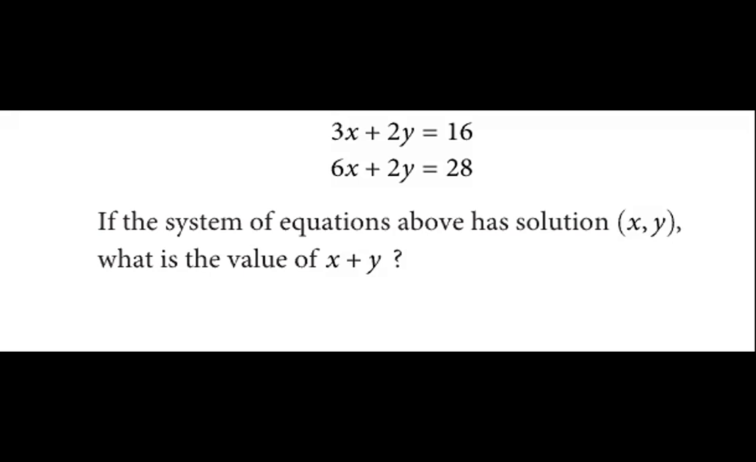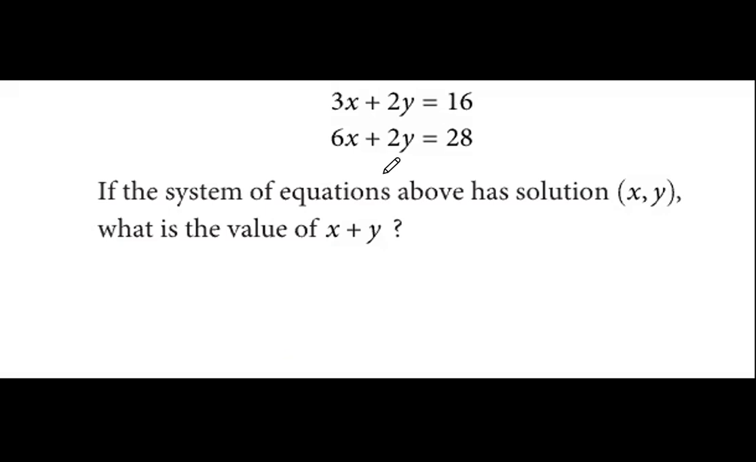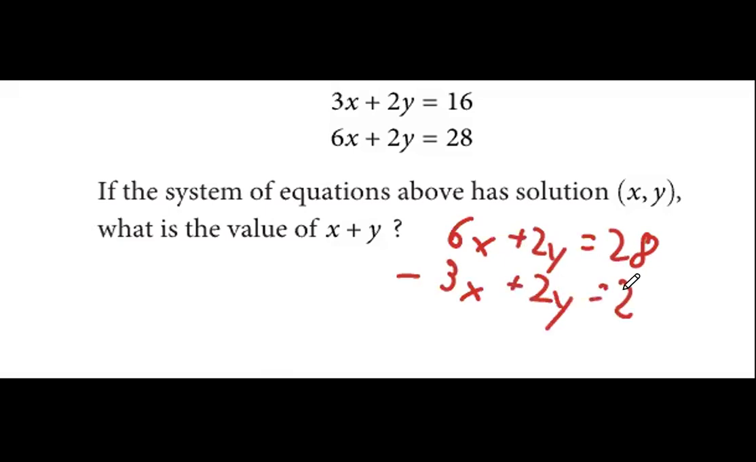Okay, so for this question, we have 3x plus 2y equals 16, 6x plus 2y equals 28. So we can just say 6x plus 2y equals 28, and then subtract 3x plus 2y equals 16. There's two ways to solve system equations. This is the second method.